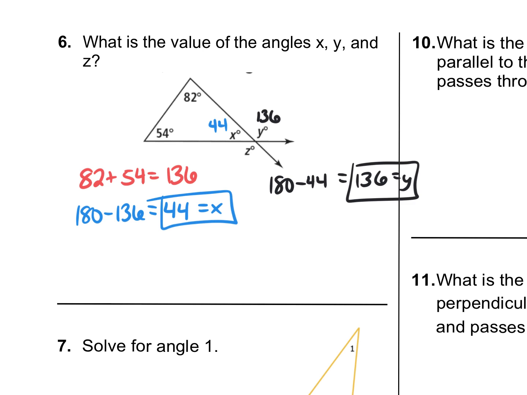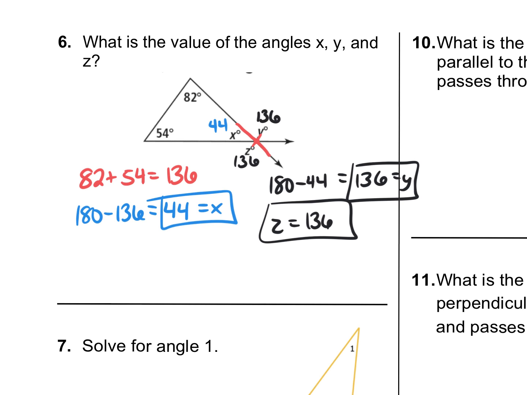What else? Yeah, they're vertical, so I know Z also has to be 136. Okay, but also if you see this, X and Z have the same relationships as X and Y did. So that's why that works out. And they're vertical angles because they cut across this vertex here. Good.